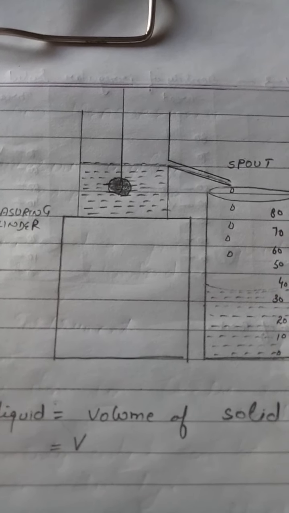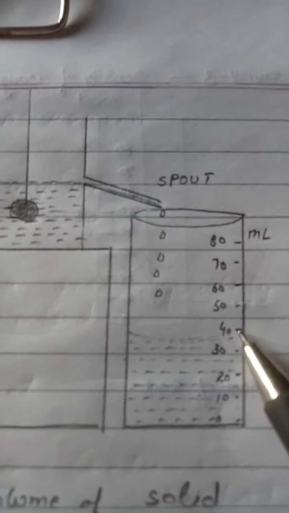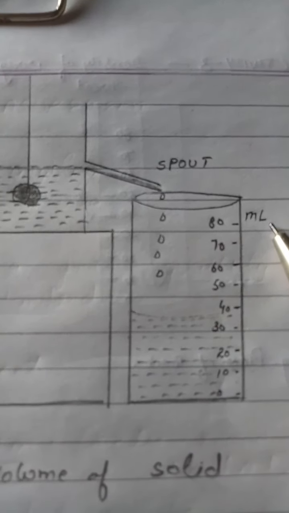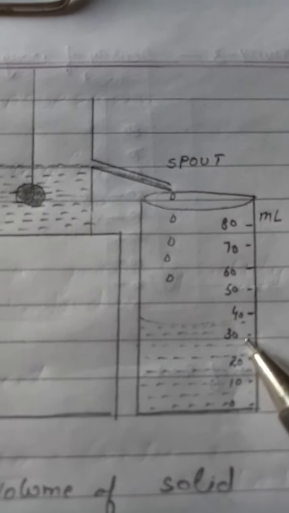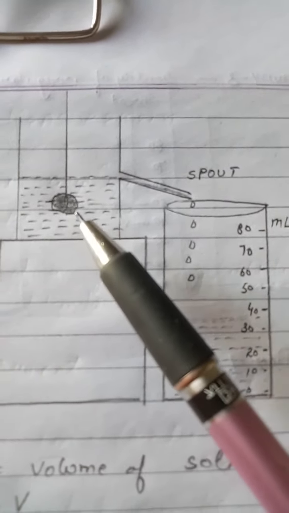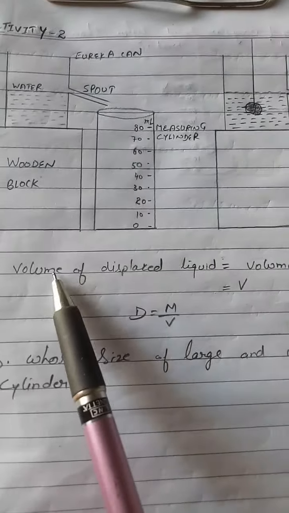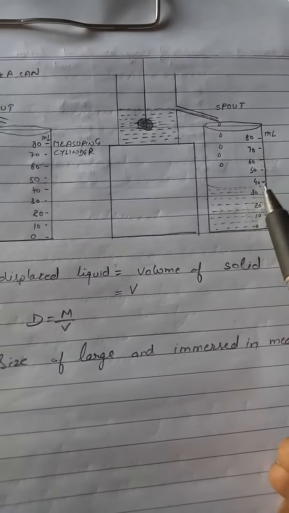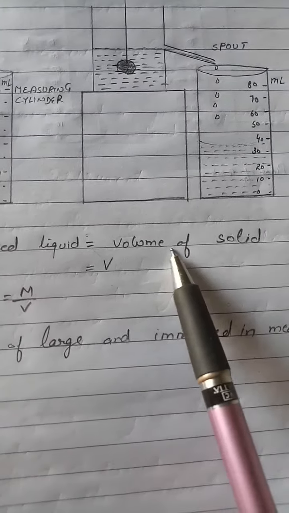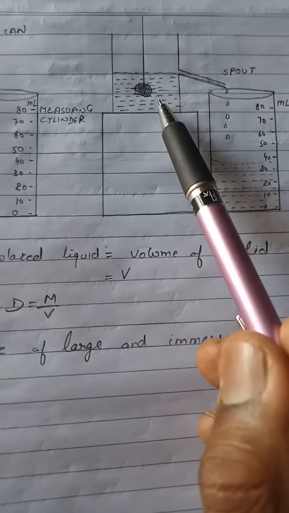So look at that, it is 40, that is 40 milliliter. Again it is in milliliter, and we will again calculate the volume of such a type of object. So it is again very simple. The volume of the displaced liquid, which is collected in this measuring cylinder, is equal to the volume of the solid, this stone.